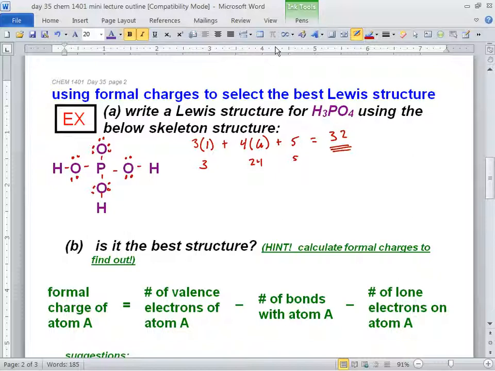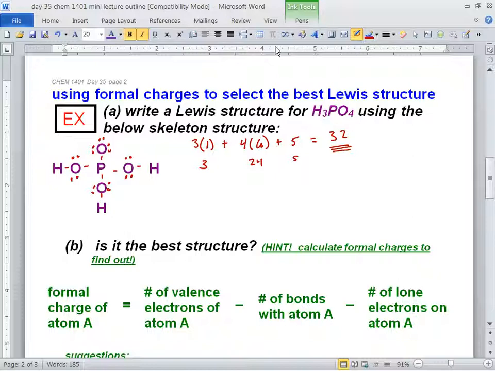Well, I don't know. Let's find out. The formal charge, calculate formal charges and find out. So how do you get these formal charges? What you do is you take the number of valence electrons on whatever atom. So you have to do this for every single atom. So we're just saying atom A. Pick phosphorus, pick an oxygen, whatever. So the formal charge on phosphorus is going to be the number of valence electrons for phosphorus minus the number of bonds that are going with phosphorus minus the number of lone electrons on phosphorus.